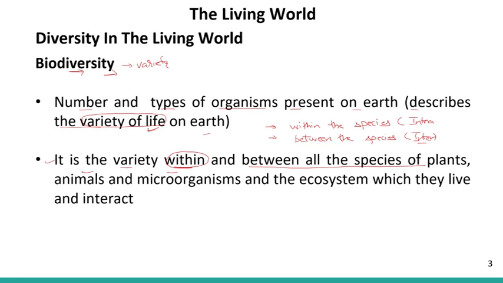Coming back to this point, biodiversity is the variety within and between all the species of plants, animals and even microorganisms, and the ecosystem in which they live and interact. So this is known as biodiversity.